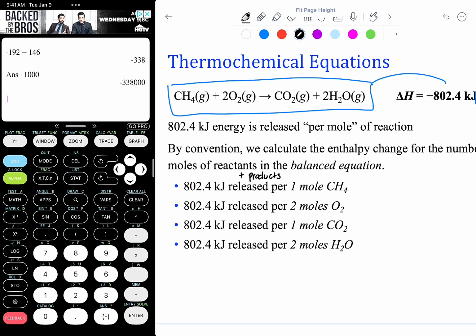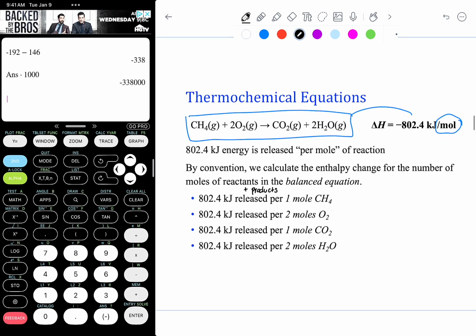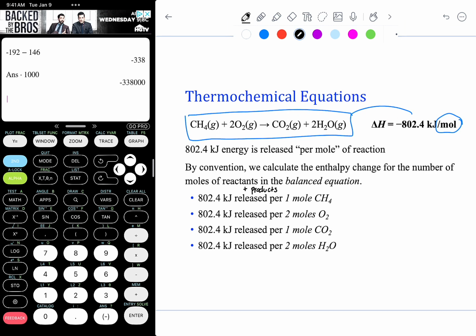Okay, so for this reaction, for the reaction of methane, it's negative 802.4 kilojoules per mole of reaction. And in that one reaction, there's 1 mole of methane, CH4. This is going to be 802 kilojoules released per 2 moles of oxygen, or 1 mole of CO2, or 2 moles of H2O.